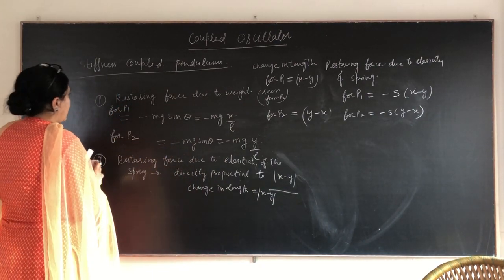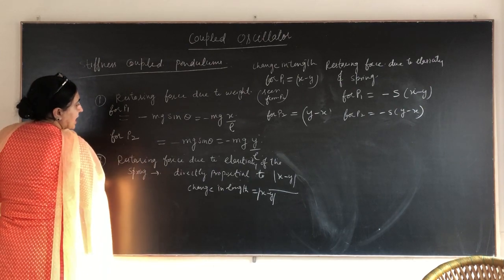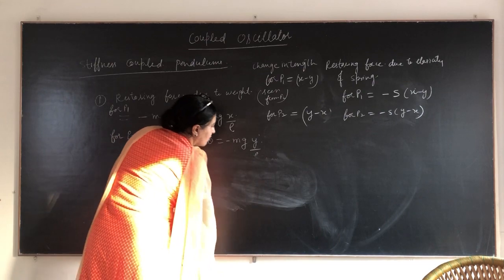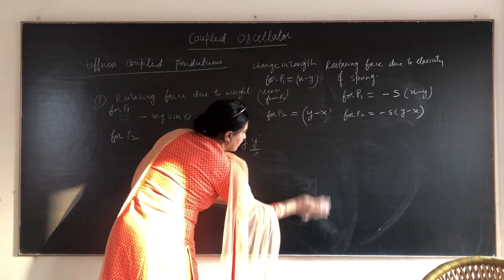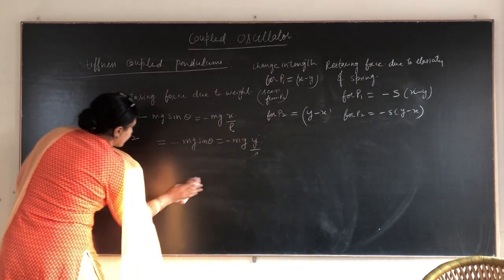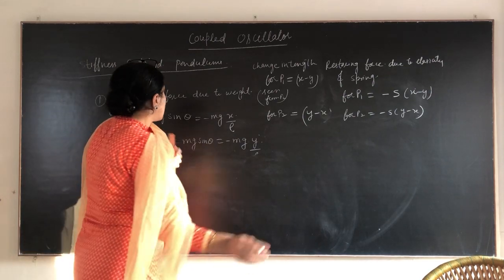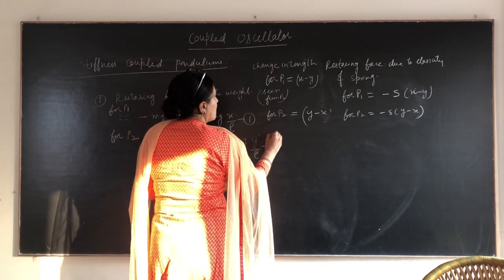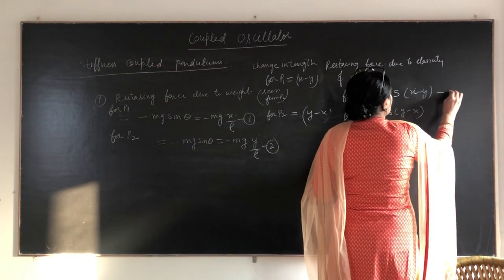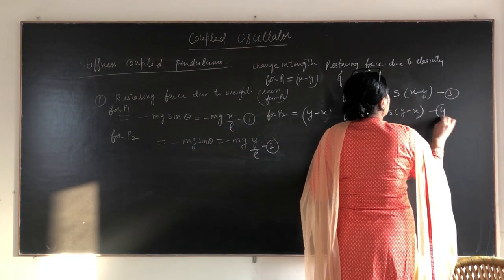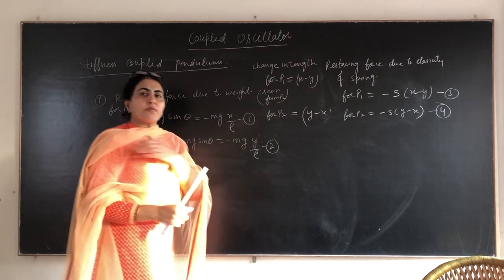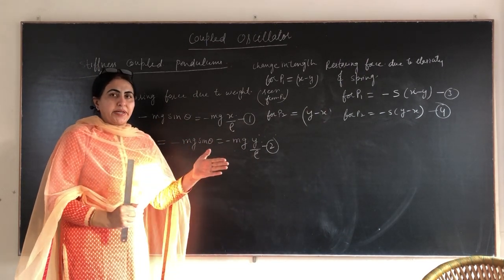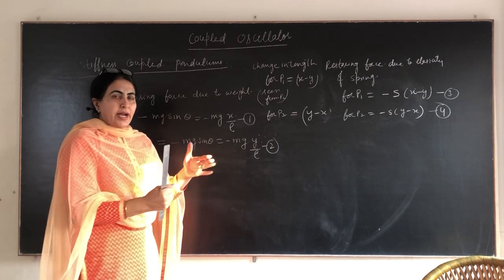So now we combine these. When we combine these restoring forces, what do we get? So this is equation number 1, this is equation number 2, this is equation number 3, and this is equation number 4. Now we want the equations of motion for pendulum P1 and P2 separately first, then we add them.